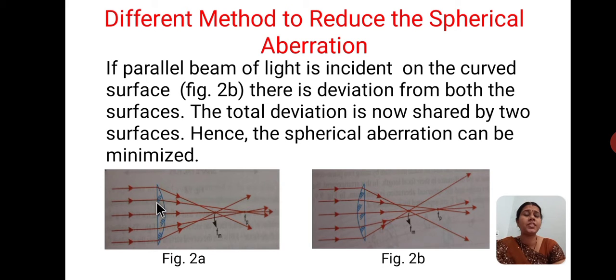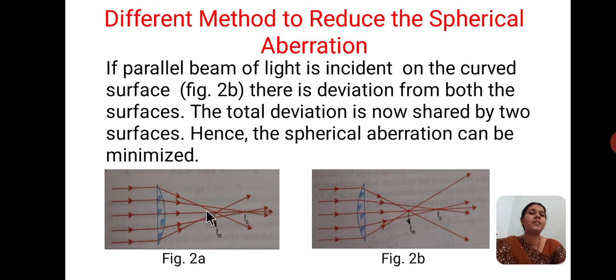There is no change in the path of the ray of light here. It will simply move through the plane surface easily. When it reaches the second surface, that is the curved surface, we can see that a deviation is taking place here. Deviation means a change in the path of the ray of light. A deviation is going to take place at the second surface.